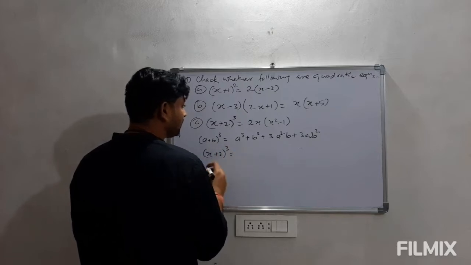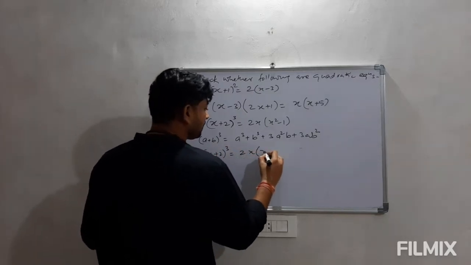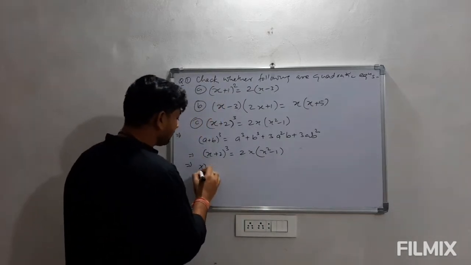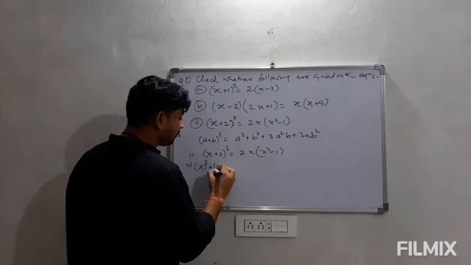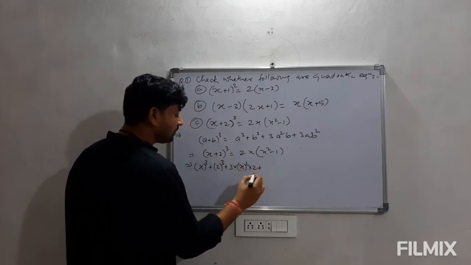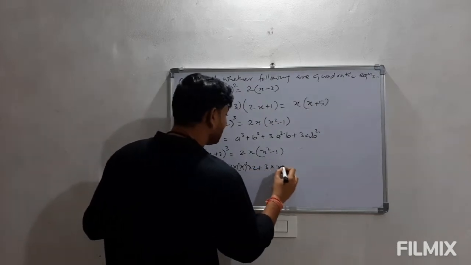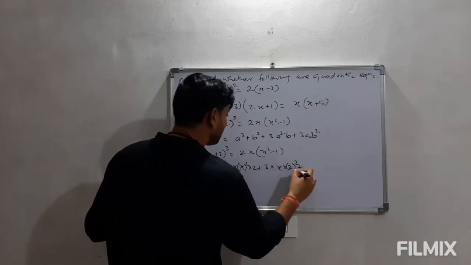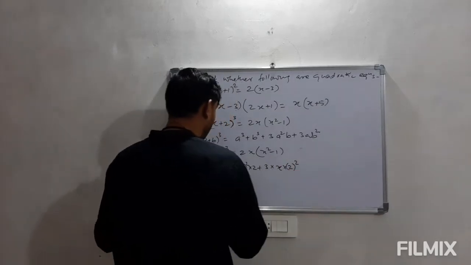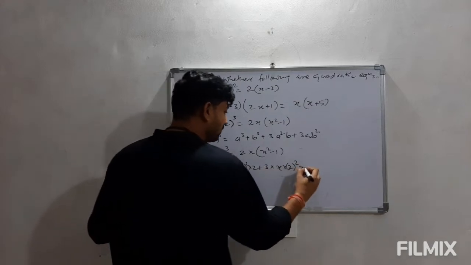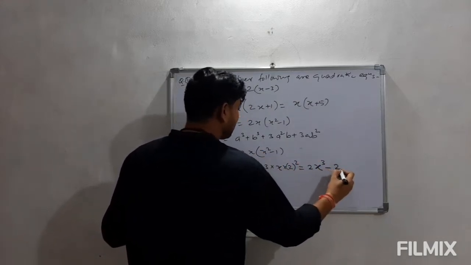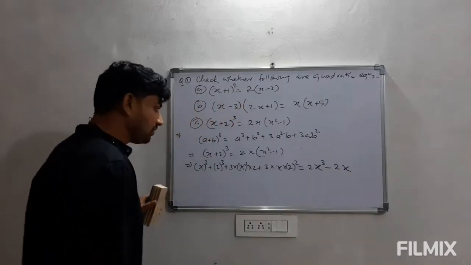So a plus b whole cube is equal to 2x into x square minus 1. So we will apply this identity in the LHS. So we will be getting x cube plus 2 cube plus 3 into a square, means x square into 2, plus 3a, means 3 into x into b square, means 2 square, plus there is nothing because we have taken b cube here. So this is equal to, now multiplying, 2x cube, then if we multiply with 1 it is 2x. So this is what we are getting.